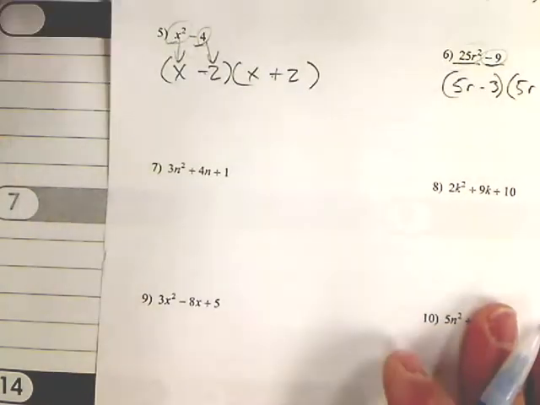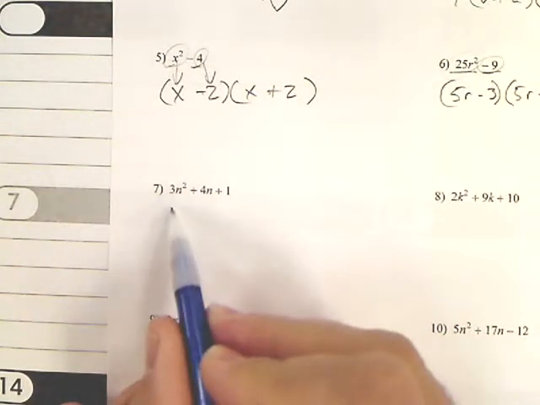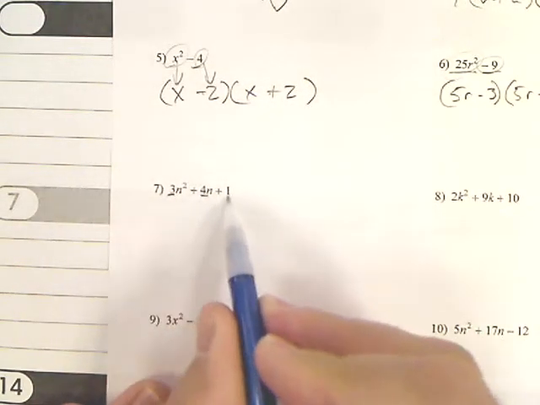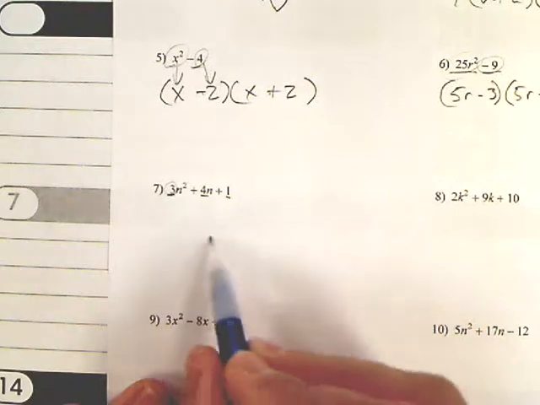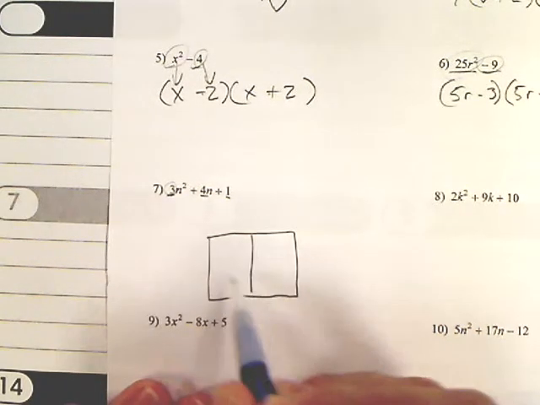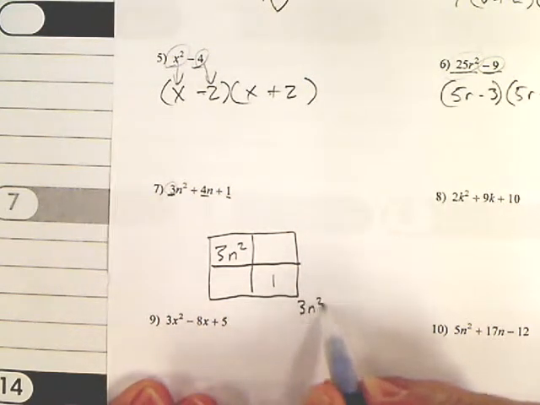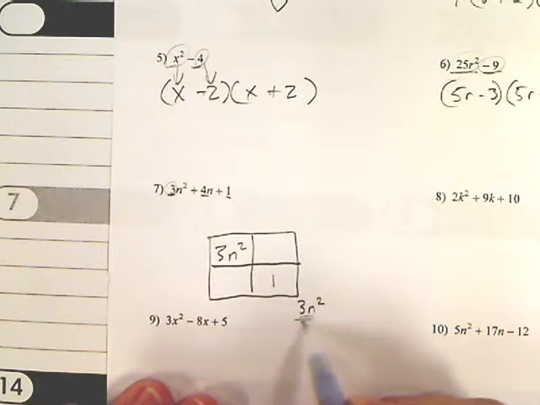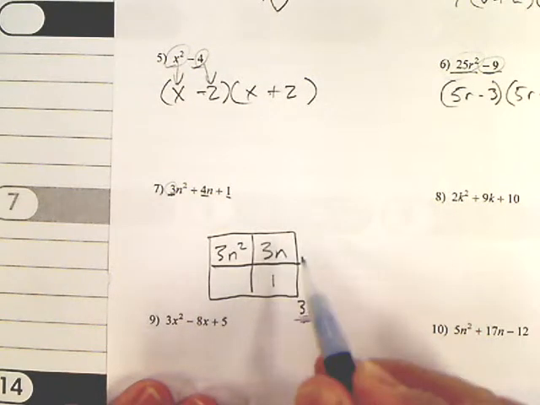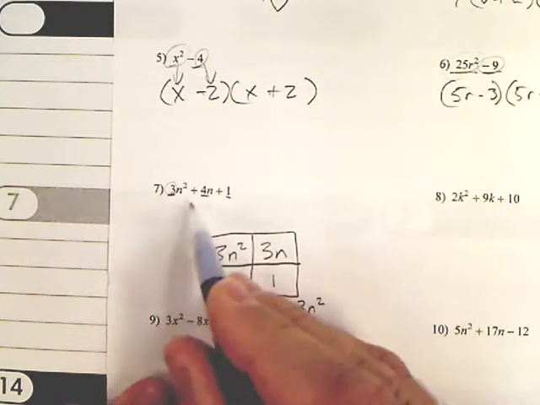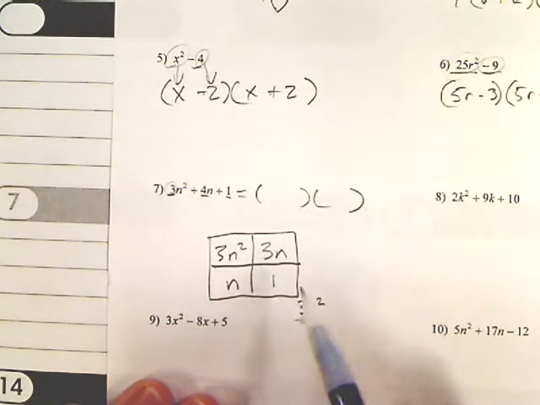These are the ones that get most people. These are the tougher ones. So there's no common factor, and there's a number in front of the n squared that's not 1. So I make a generic rectangle. 3n squared, 1. 3n squared. Two numbers that multiply together to be 3n squared and add together to be 4n. What are they? 3n and n. Those will add together to be that guy. Now I just got to come up with these dimensions. And that'll be my answer.